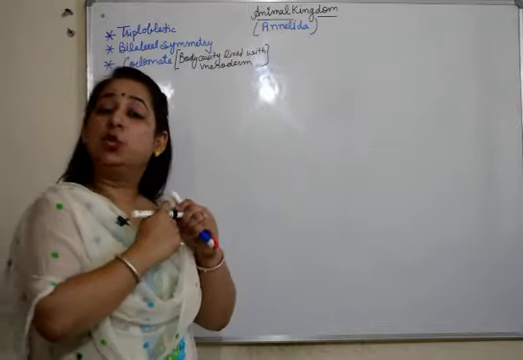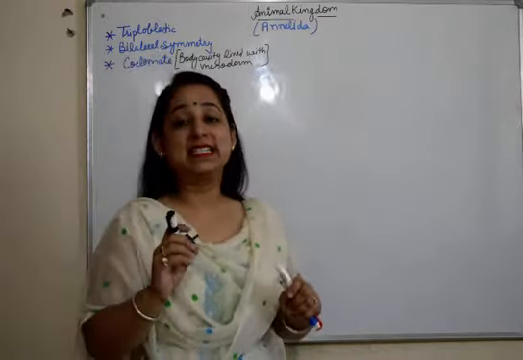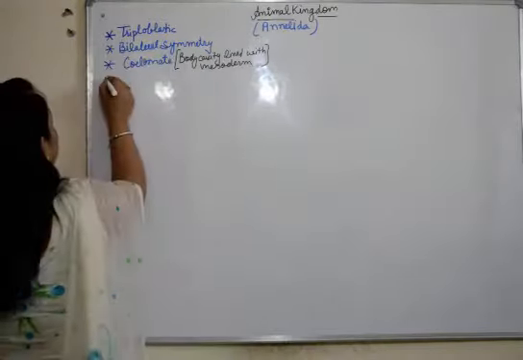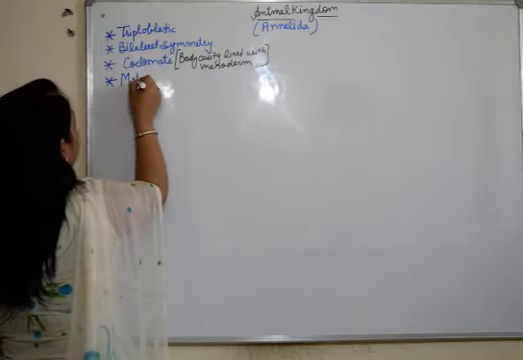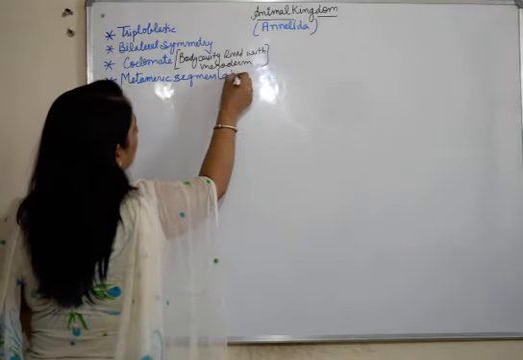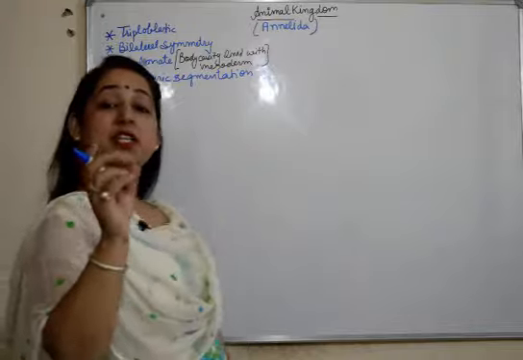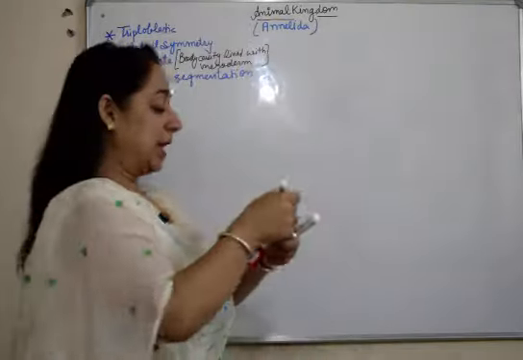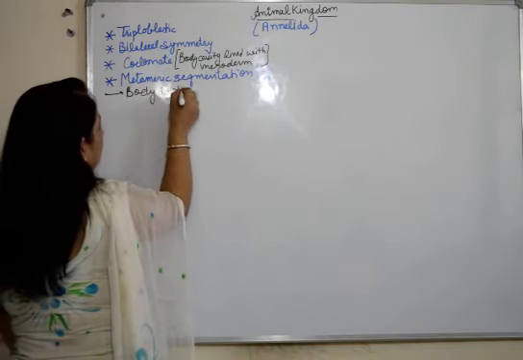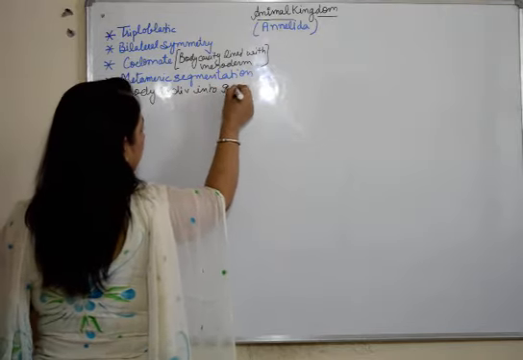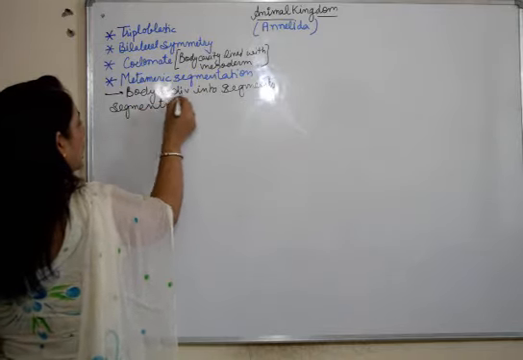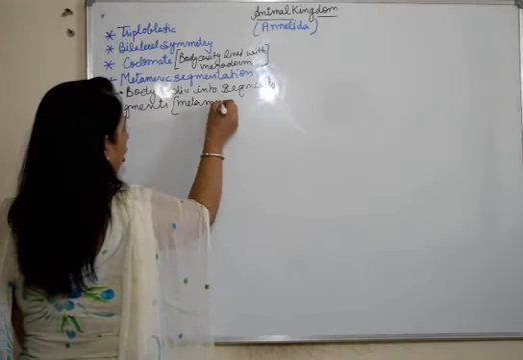Now annelids show a very important characteristic that is known as metameric segmentation. Now what is metameric segmentation? Metameric segmentation is wherein the body is divided into multiple segments. And these segments are called, in bracket, metamers or annuli also.